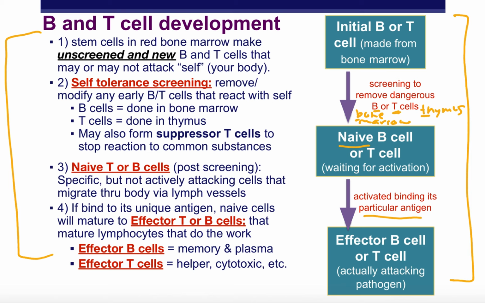And if it does, that's when it's going to make a lot of versions of itself that are going to do the job of making the antibodies, of attacking cells through the cytotoxic T cells, and of helping to promote and expand the immune system through helper T cells.